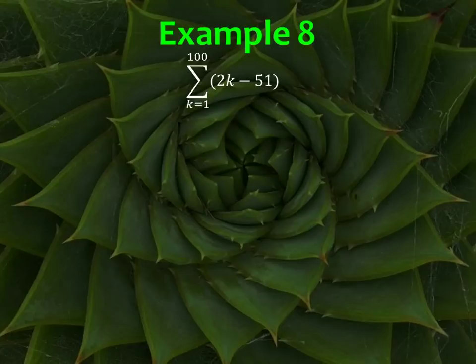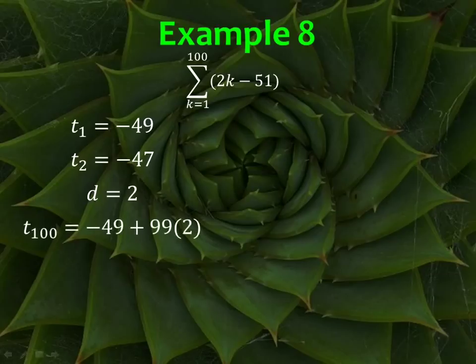All right, number 8, we are looking at the first 100 terms. The sum of 2k minus 51. The first term is negative 49. If you plug in 1 for k, you get negative 49. The 100th term, well, we'll get to that in a second, but the difference is 2. You'll notice that an arithmetic sequence or series is always expressed as a line, and the slope is the common difference. So here, the slope, or the d value, is 2. So the 100th term is negative 49 plus 99 differences, which comes out to 149.